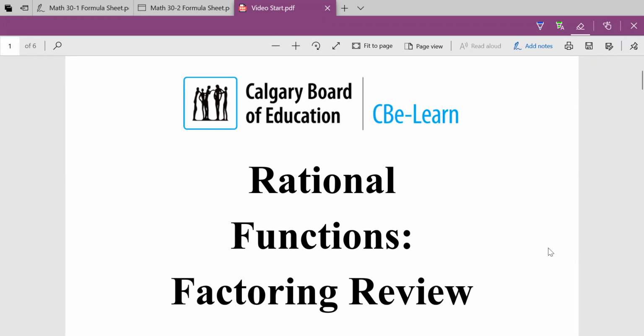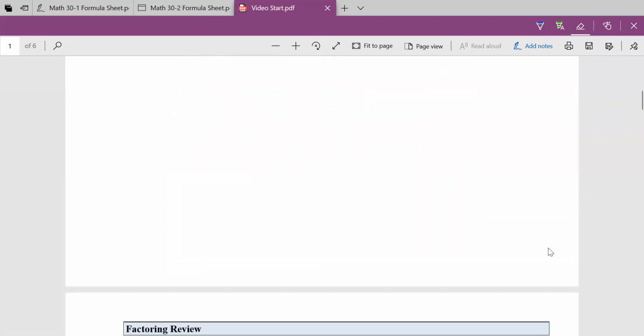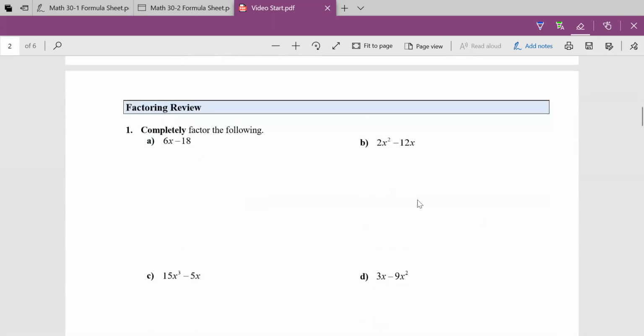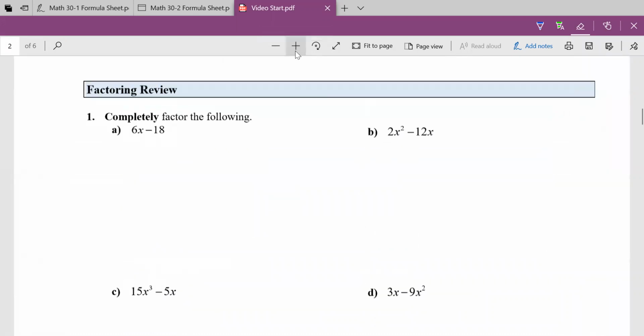Now, before we begin rational functions, we're going to go back and review the essential skill for this unit, which is factoring, which we worked on in grade 10 and 11, but it's really, really important that we have this skill mastered before we begin this unit. So let's go for it then.